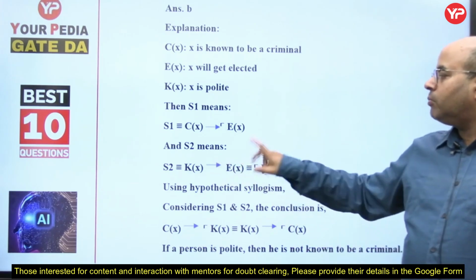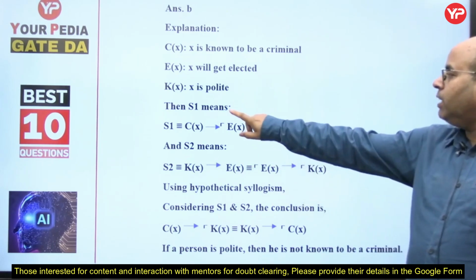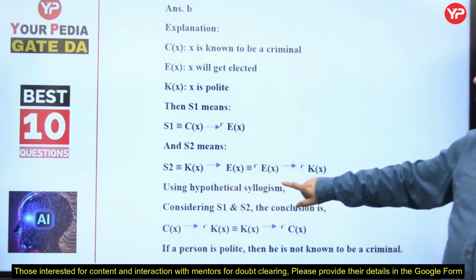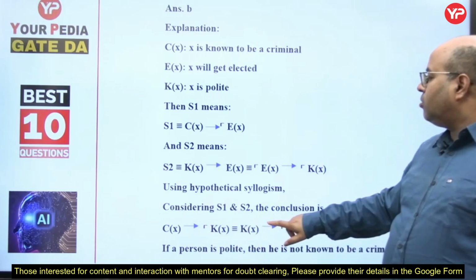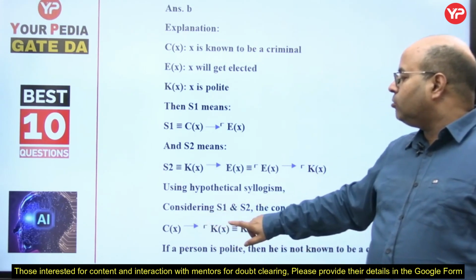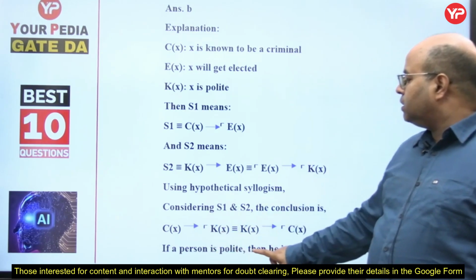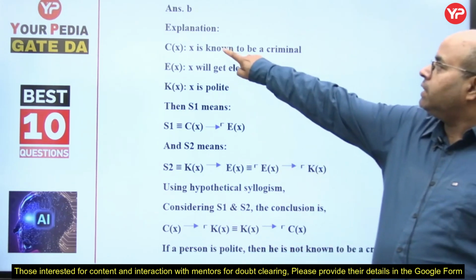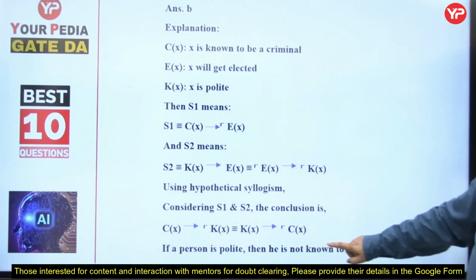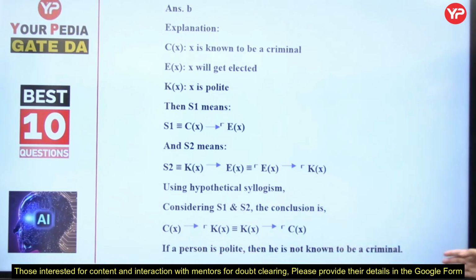From this, putting not on both sides, so that not Kx or not Ex can match, that will imply, from hypothetical syllogism and equivalence, Cx implies not Ex and not Ex implies not Kx, so Kx implies not Cx. Kx means the person is polite, and not Cx means he is not known to be a criminal. So from this we can derive: if a person is polite, then he is not known to be a criminal. That was statement B.